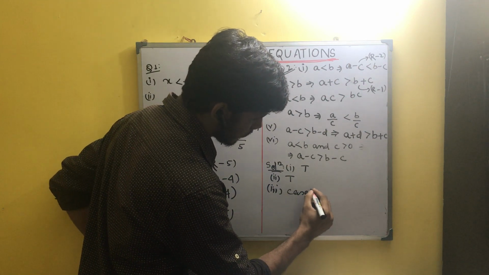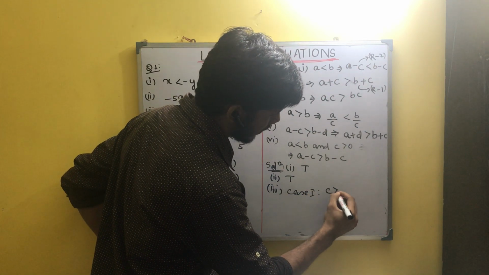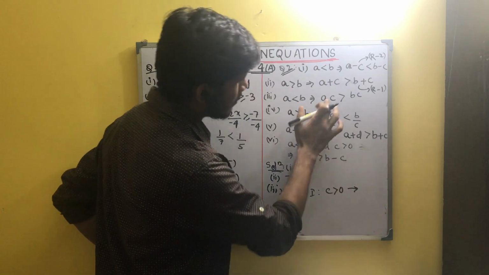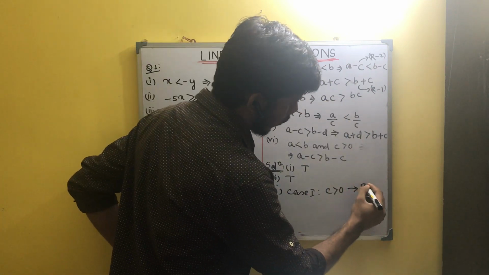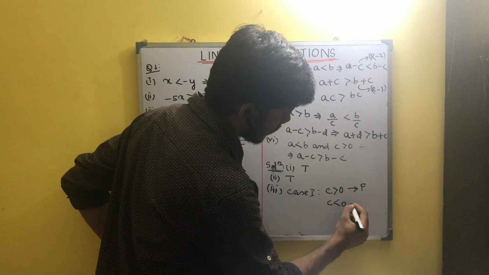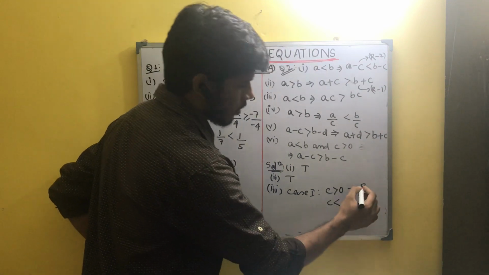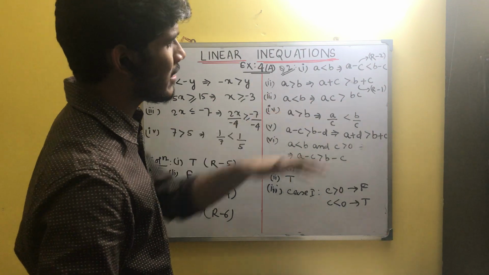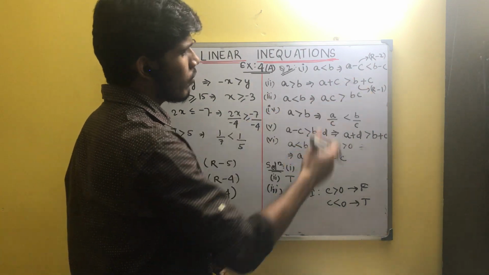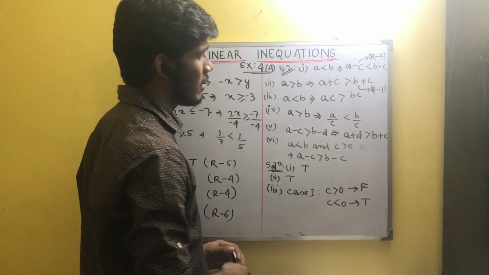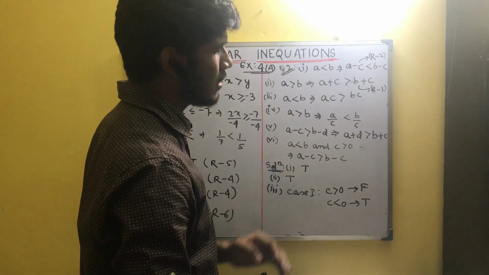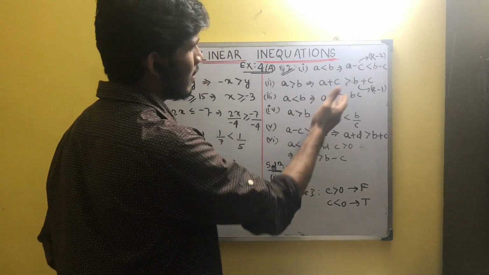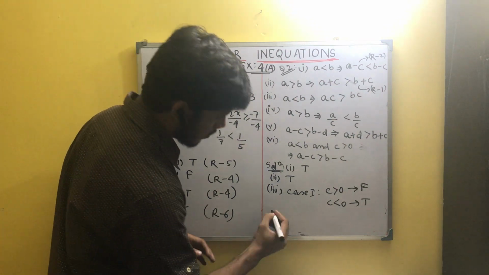Case 1, c is greater than 0. Then if c is positive, then it is false, but if c is negative, then it will be held true. This should be the answer. You cannot simply state it to be false, because nowhere it is mentioned that c is a positive number. Okay, if c is negative, then definitely this is true.